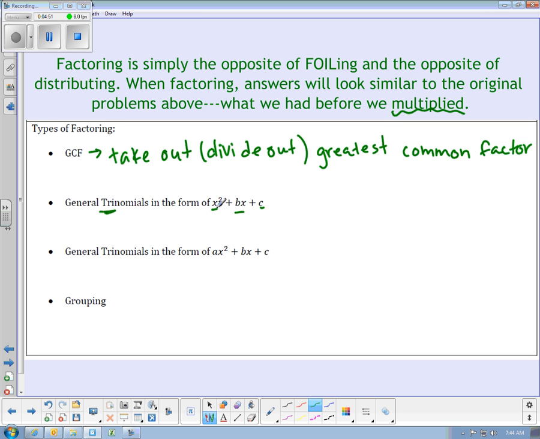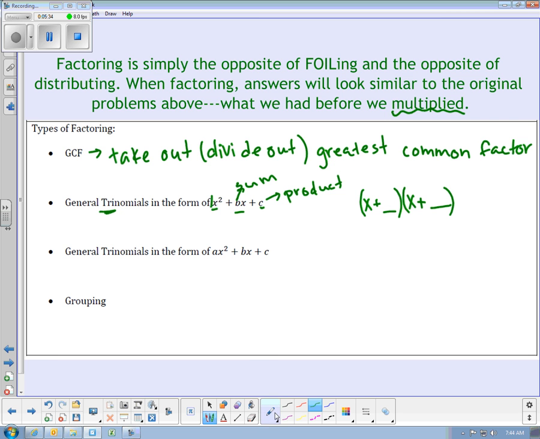And when they have a 1 in front of the x squared, that means that we're going to end up with some sort of binomial where we have x and we're adding, oops, adding, not multiplying. We're going to be adding numbers that give us a product of C and a sum of B. So whatever numbers give us a product of C and a sum of B, that's what we're going to put there and there. So two binomials there.